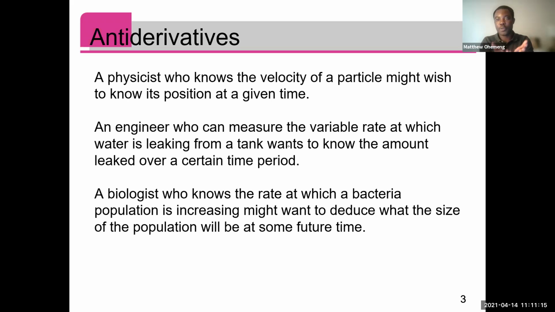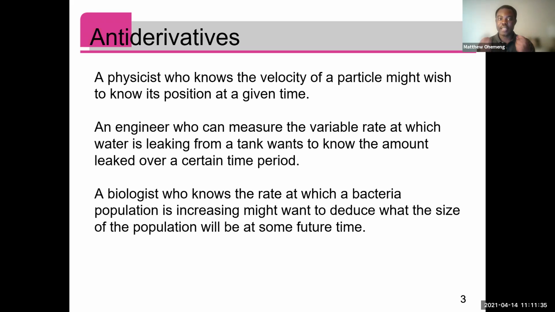So these are examples of such cases, right? A physicist who knows the velocity of a particle may wish to know its position at a given time. Remember that we learned that the velocity function is the derivative of the position function. So if you're given the velocity function and you want to get the position function, you are kind of reversing the differentiation that you did, you see.